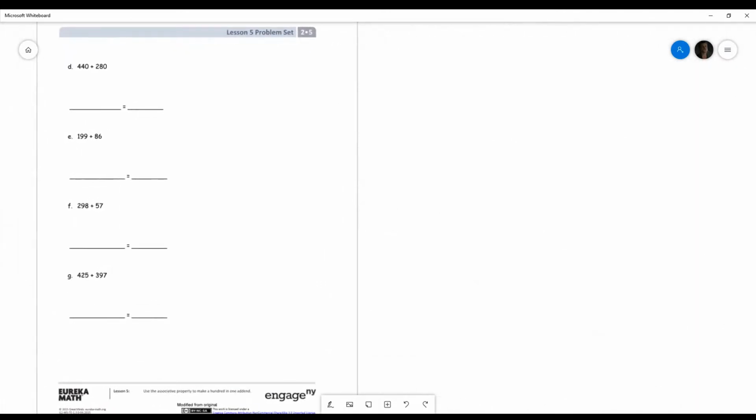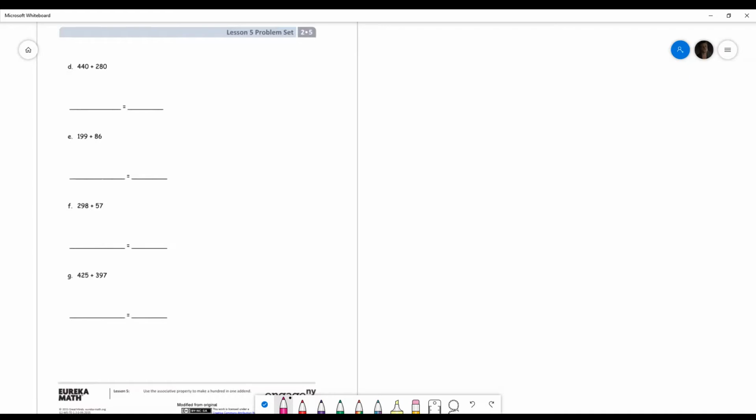So this is lesson 5 problem set, second page. And it's just continuing on with doing the number bonds to simplify the equation. And let's see. Let me see which one we should go over. I think if you look at E, it would be easier to turn 199 into 200.